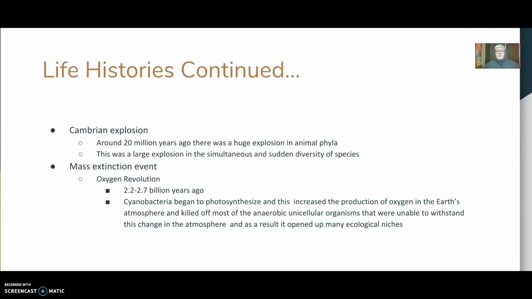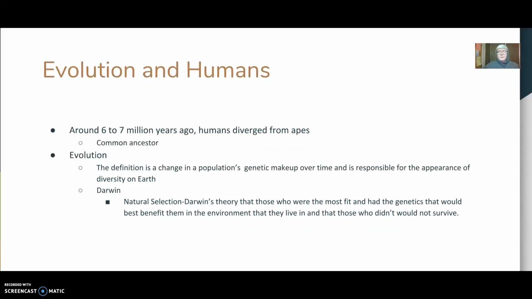And something else that has impacted life throughout history have been mass extinction events, such as the oxygen revolution, which happened 2.2 to 2.7 billion years ago. And what happened was the cyanobacteria began to photosynthesize, and it increased the production of oxygen in the Earth's atmosphere. And by doing so, it killed off most of the anaerobic unicellular organisms that were unable to withstand this sudden change in the atmosphere, and as a result, it opened up many ecological niches.